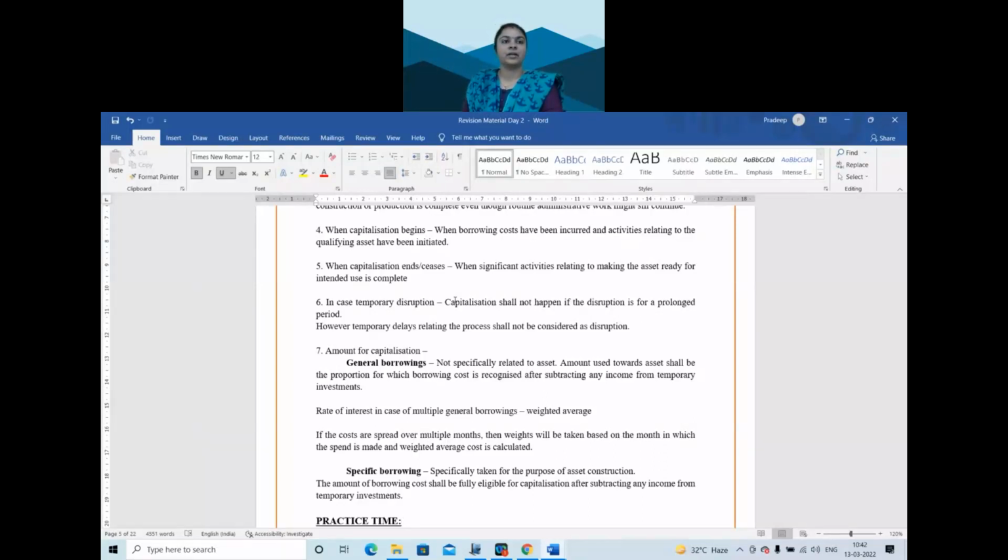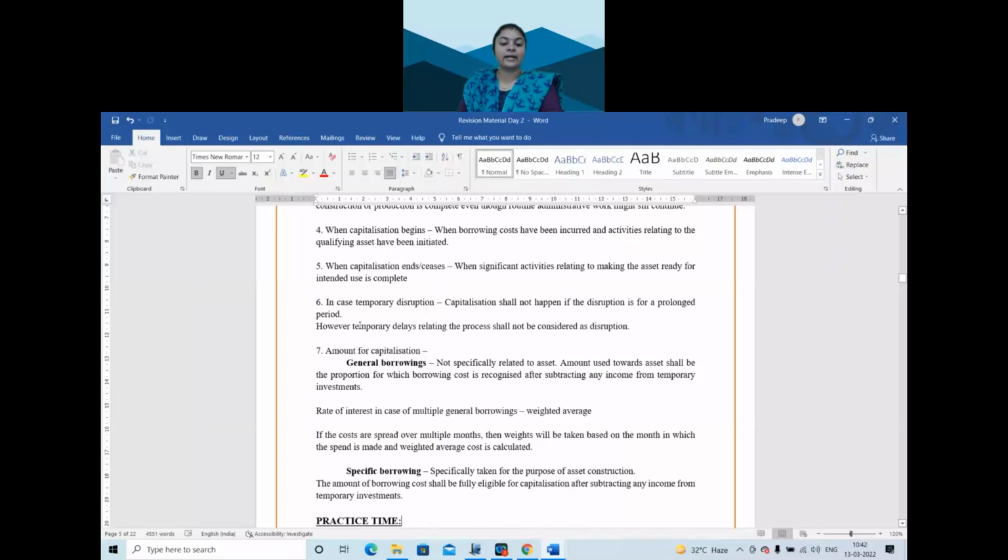in other words, when I stopped it, I didn't know when I'm going to resume or how I'm going to resume. So if it is for a prolonged period, then it is abnormal disruption. So for that period, you cannot capitalize the borrowing cost. I need to charge it to profit and loss account for that intermittent period. Again, when your work has started, then again start capitalizing. For that in-between period alone, we need to take it to profit and loss account.